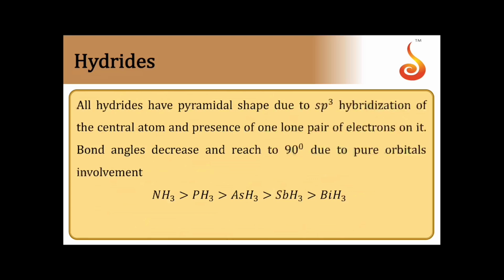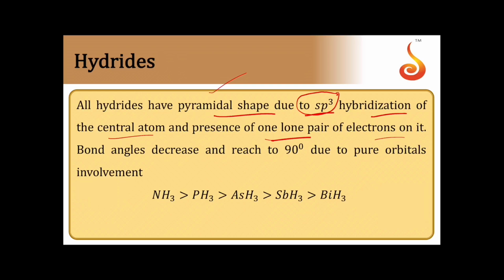Then shapes now. All hydrides have pyramidal shape due to sp3 hybridization of the central atom and the presence of the lone pair of electrons on it. So only sp3 means it should have a tetrahedral structure. Because of the lone pair which is present, it becomes a pyramidal shape now.